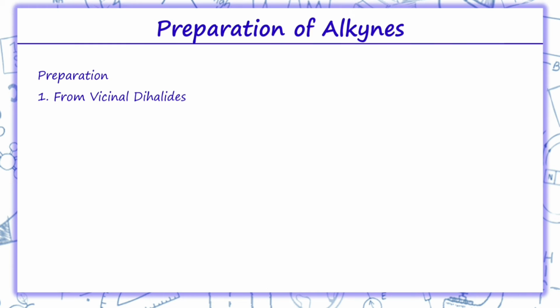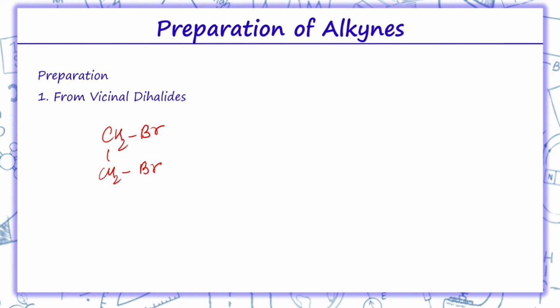Coming on to preparation of alkynes, how to prepare alkynes. The first method for preparation of alkynes is from vicinal dihalides. Vicinal dihalides are the halides in which the halogen groups, bromine here, are attached to two different carbon atoms, which we already discussed in alkenes. So CH2Br, this is a vicinal dihalide. When alkynes are prepared from vicinal dihalides, we perform dehydrohalogenation.